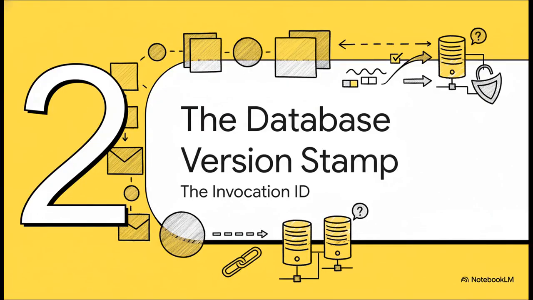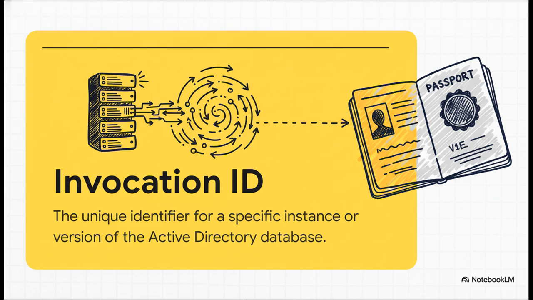But just having a permanent server ID isn't quite enough to solve our trust problem. The network also needs to know the specific version of the data on that server. I mean, what good is knowing who a server is if you can't trust what it's saying, right? And that's where our second identifier comes into the picture, the Invocation ID. Now, this isn't an ID for the server, it's for the database on the server.